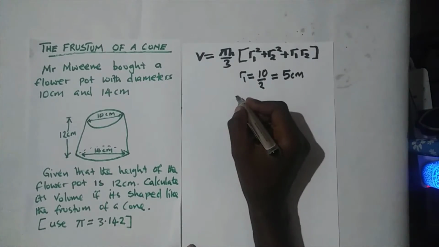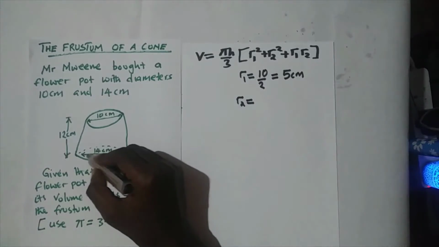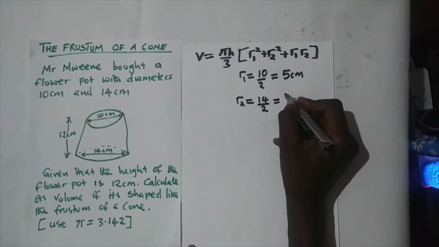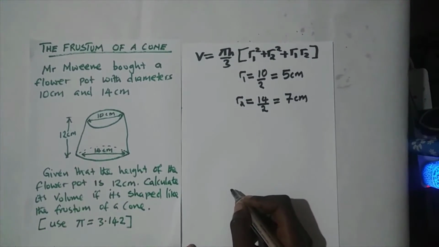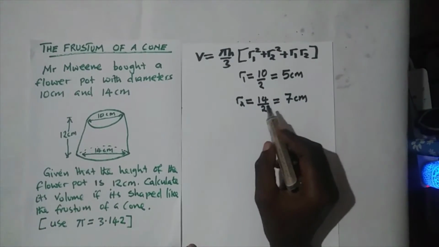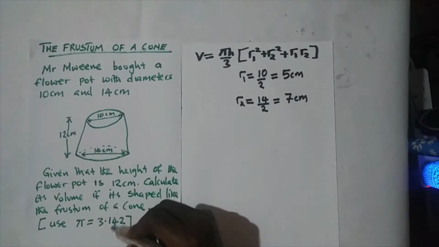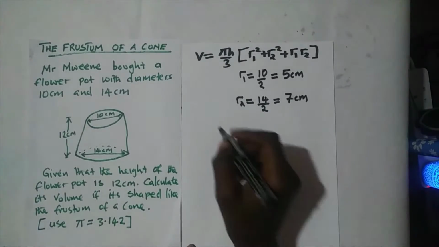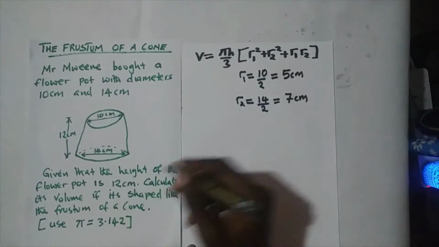So let's go to r2. For r2, the diameter at the bottom is 14. So we are going to divide 14 over 2 and we'll get 7 centimeters. 2 into 14 is 7 centimeters. At this point, now that we have r1 and r2, we can substitute in our formula. Remember, pi is a constant. It's always 3.142. Sometimes it's 22 over 7, and we can even use 22 over 7, but in this question, they want us to use 3.142.